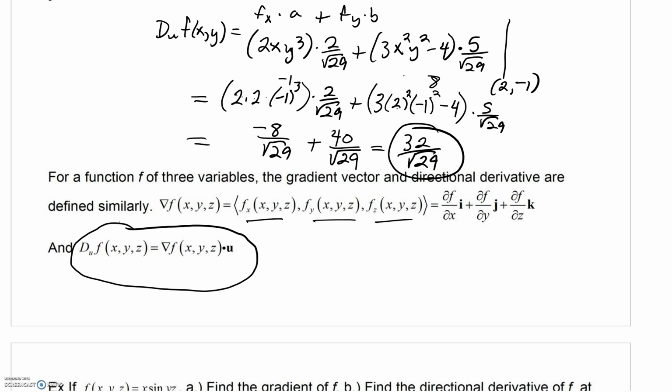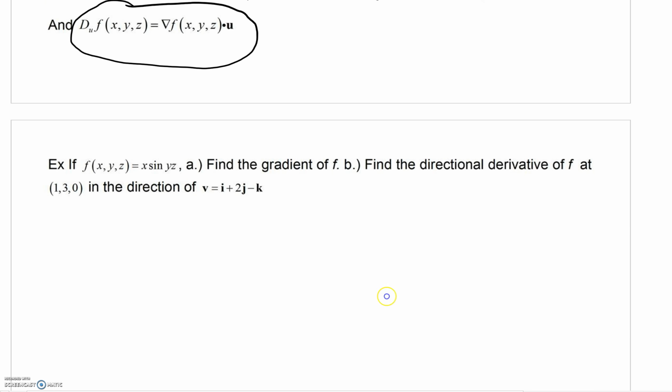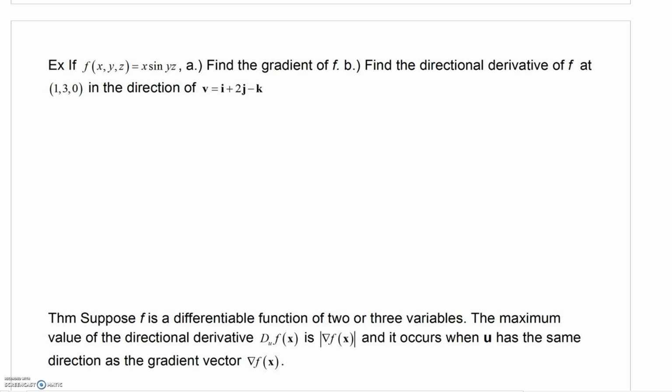So tell you what, let's take a look at another problem here. And we're asked to find a gradient for part A for a function. And then we're supposed to find a directional derivative at a particular point, 1, 3, 0, but also in a very particular direction. So, keeping in style with what we've been doing, let's take a derivative with respect to x. What do we get? This should just be sine of yz. Let's take a derivative of f with respect to y. What do we get?